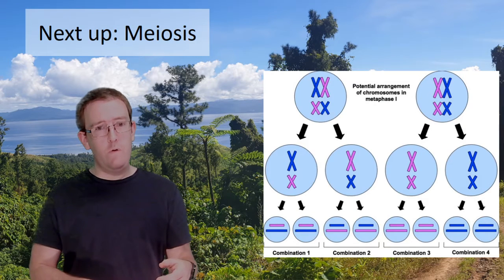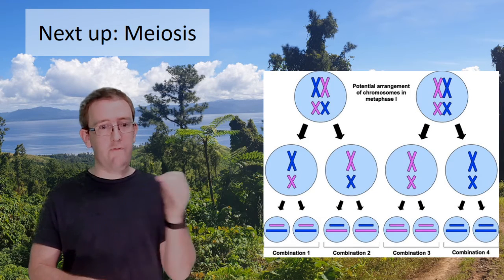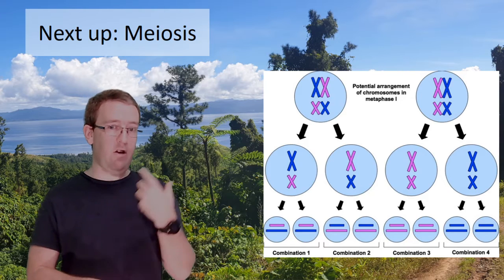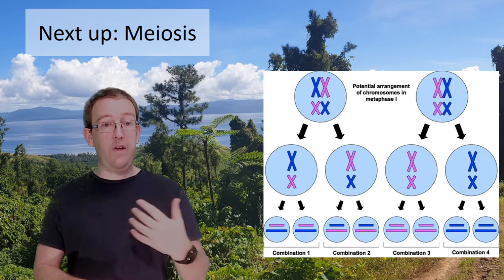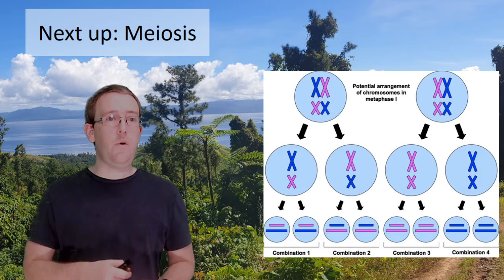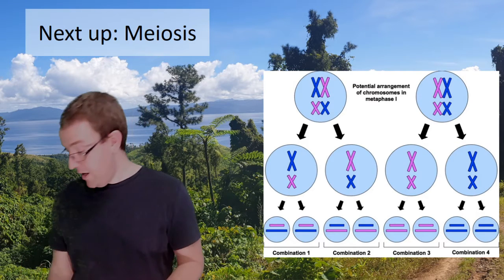Next lesson we're going to talk about how we actually generate the variation in gametes, generate the variation in chromosomes through the process of meiosis, that leads to the variation within an individual, within a species. So the next couple of lessons are going to be on meiosis.